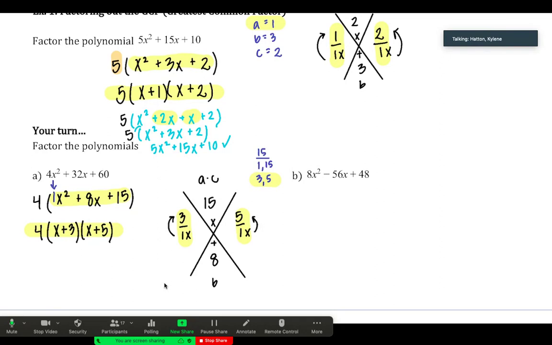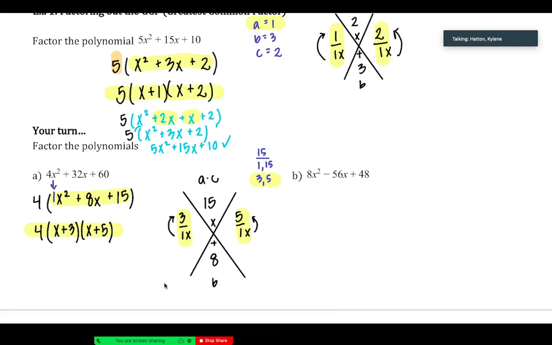And then for B, 8x squared minus 56x plus 48. Same thing, you want to check to see if there's a common factor that you can pull out. So I can check to see if my greatest common factor would be 8. A good starting point for checking greatest common factor is the smallest number of the three, if that makes sense. So between 8, 56, and 48, I could check to see if they're all divisible by 8. And if they're not, I might have to pick a smaller number as my greatest common factor.